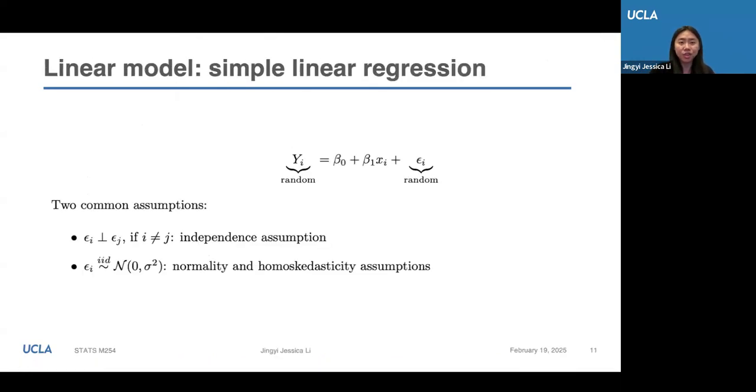As I mentioned, there is a connection with the linear model. Let me first talk about the linear model. We can start from simple linear regression. Y_i is the response of our ith data point. X_i is the predictor, a single scalar predictor of the ith data point, and epsilon_i is the random error. Some typical assumptions are that the random errors of different data points are independent, and the random errors follow a Gaussian distribution with a common variance. This is called the normality and homoscedasticity assumptions.